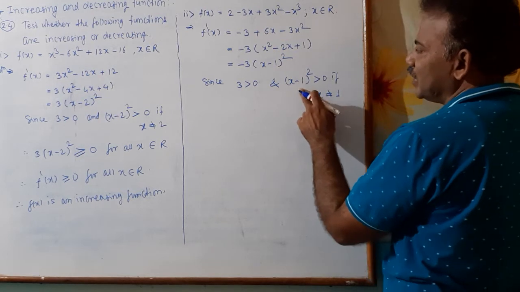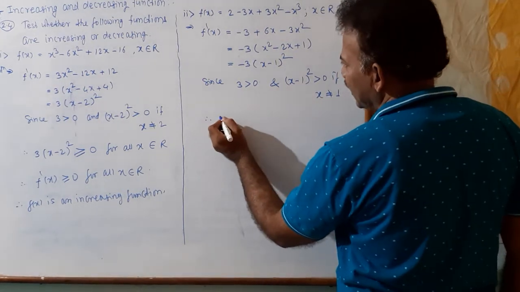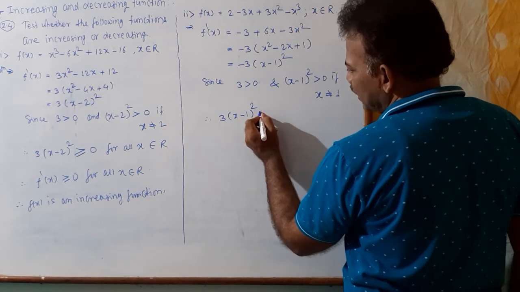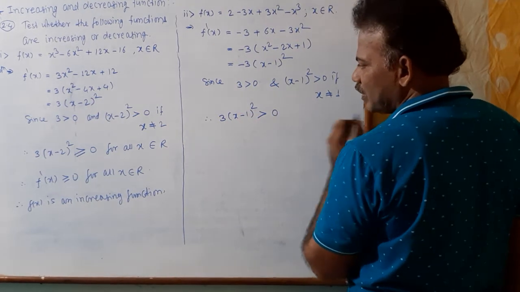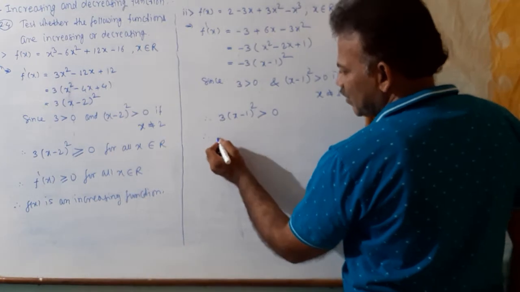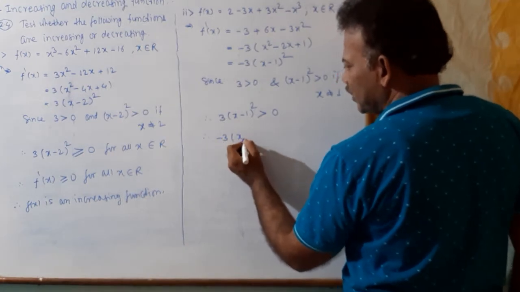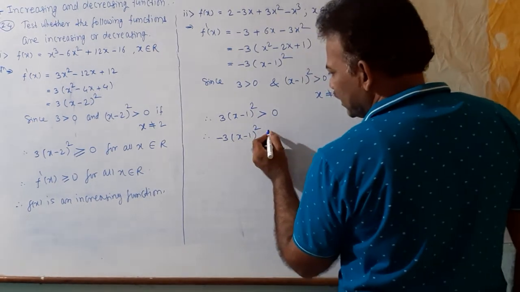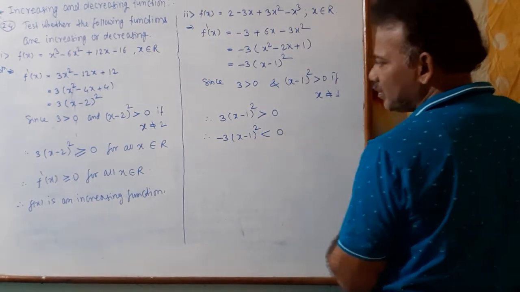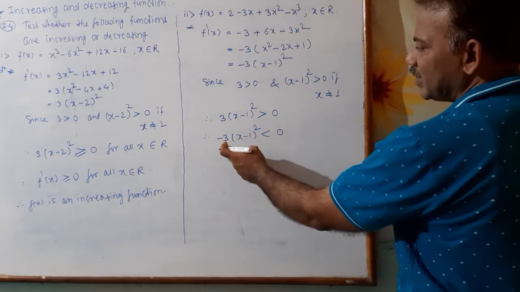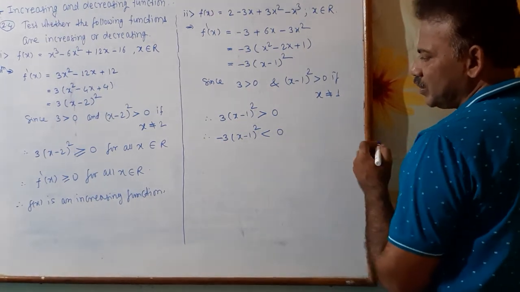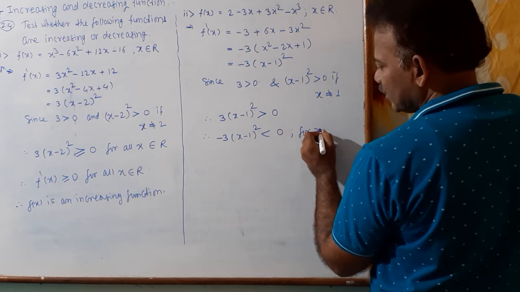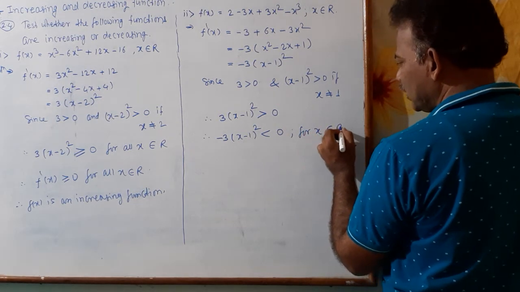When we take x equal to 1, it will be 0, and therefore we can write that the right side, 3 into (x minus 1) square, is positive, greater than 0. If we multiply by the minus sign, minus 3 into (x minus 1) square, what do we get? This will be less than 0, right? If we take the minus sign, this product is always less than 0 for all x belongs to R.